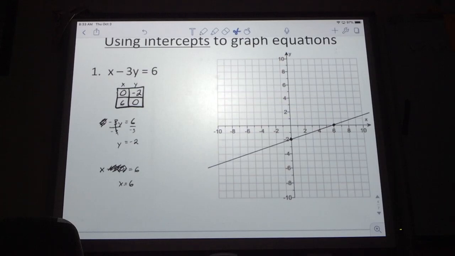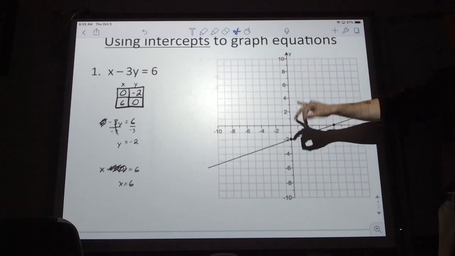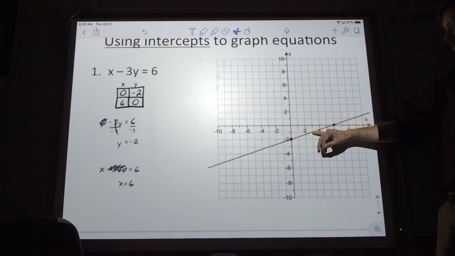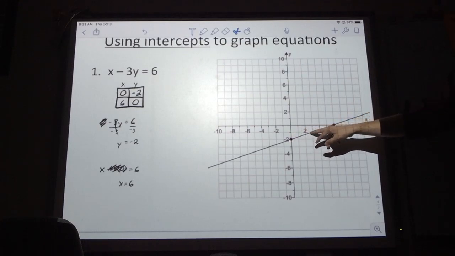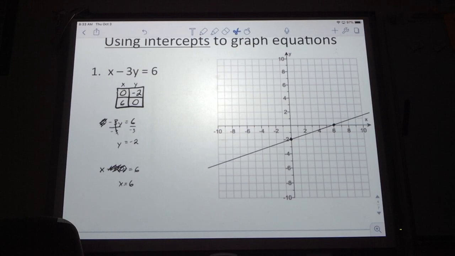There's your line. Again, your slope on this would end up being rise 1 over 3. But if you used this point and that point, it will not count it right. You have to use the ones on the axis when it says intercepts.